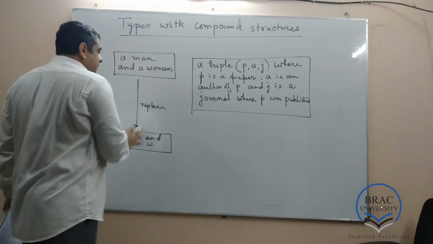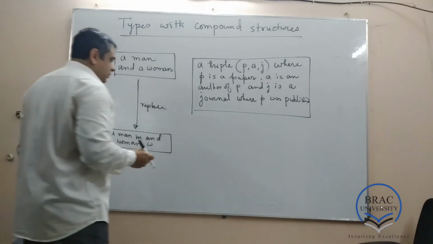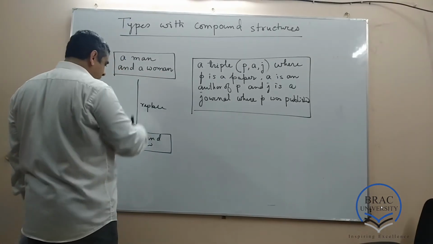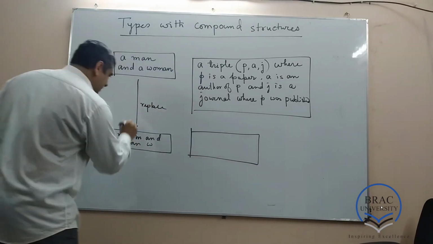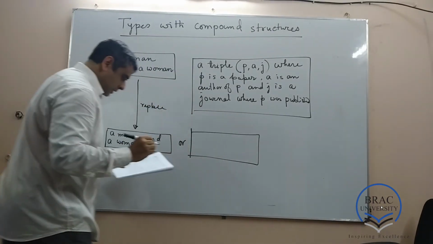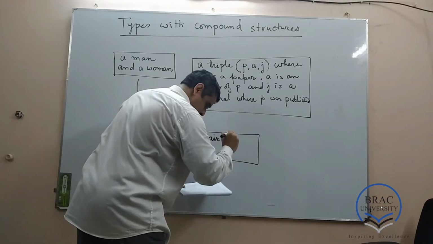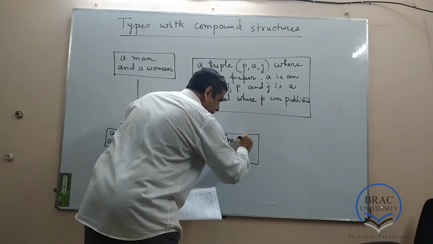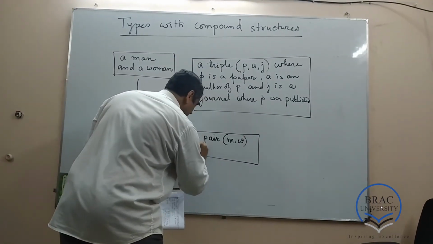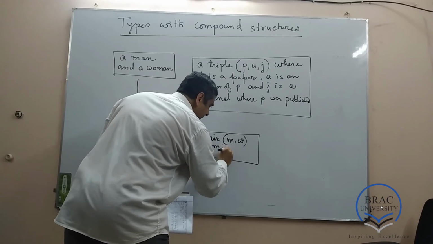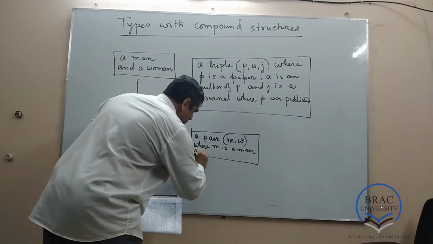It can also be that the same idea can be captured with another type, which is similar to the type that we have written down here, or up here: M, W, where M is a man and W is a woman.